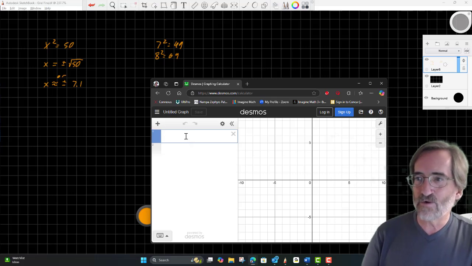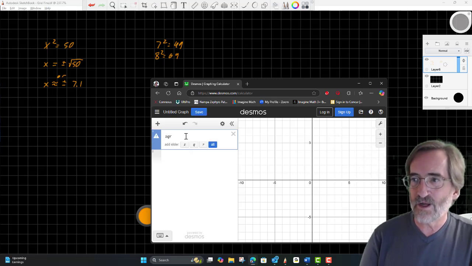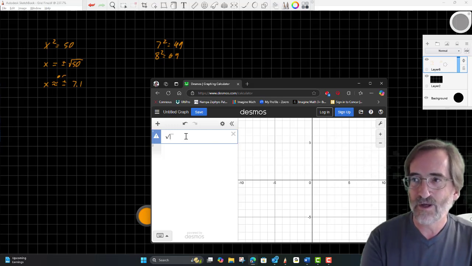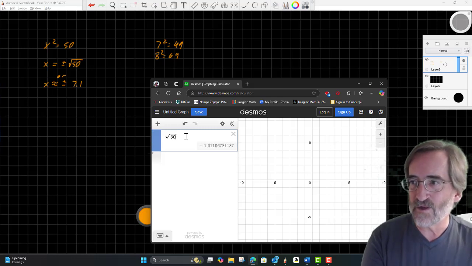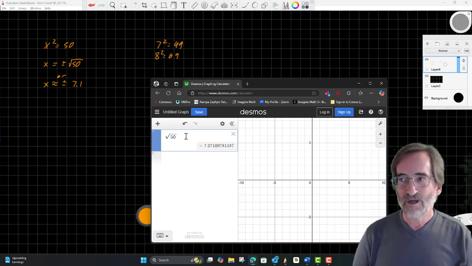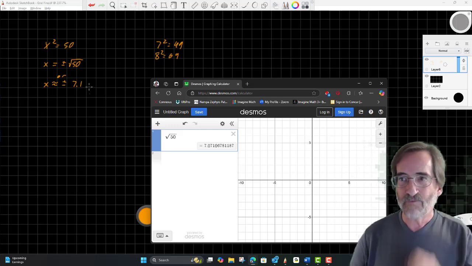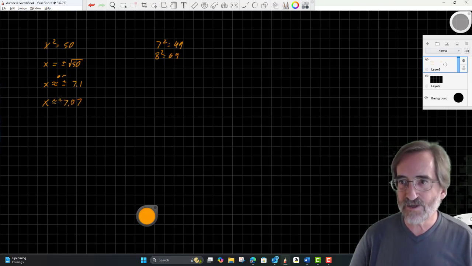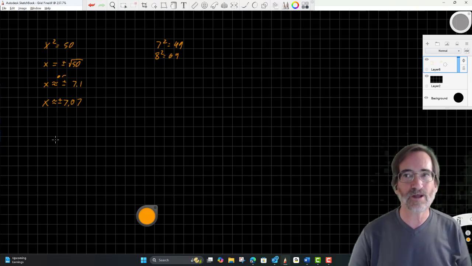And to get a square root, you can type SQR, and you notice it's italics, but as soon as I hit the T, it puts the symbol in. Square root without the vowels. Square root of 50 is approximately 7.07. So to the tenths, I was correct, 7.1. So we can say x is approximately, to the nearest hundredth, 7.07, plus or minus, positive or negative.